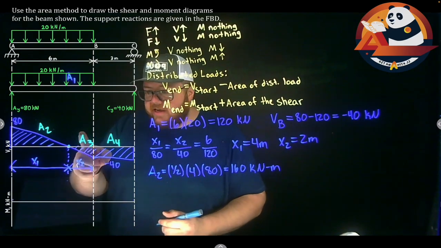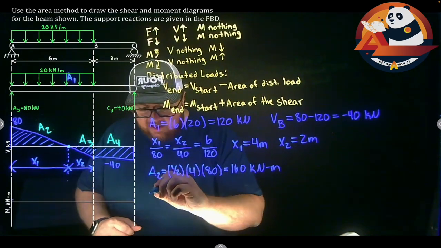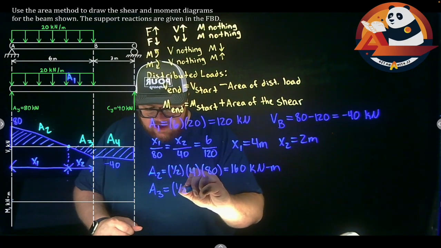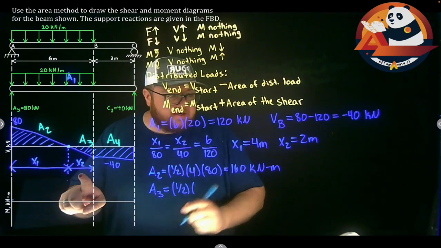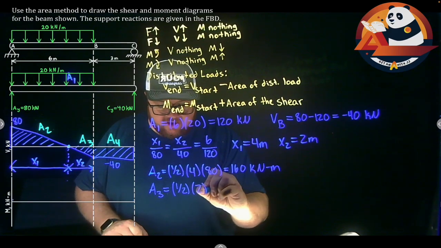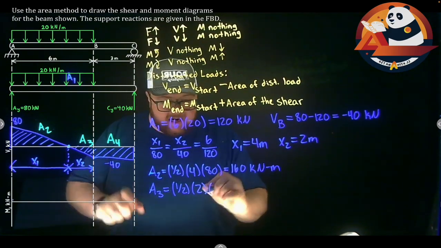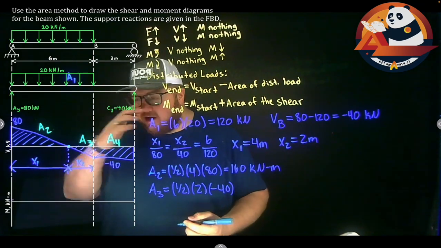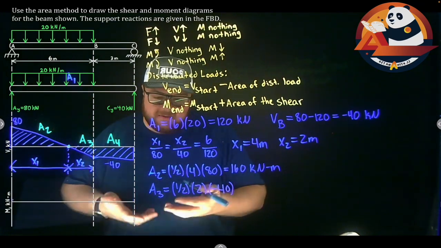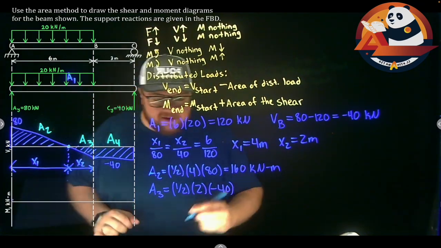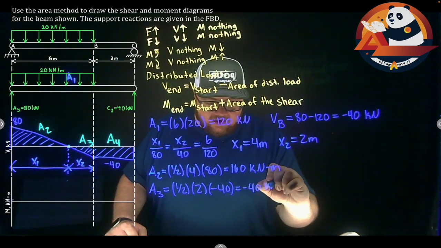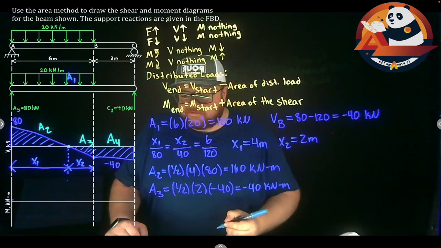My next area is area 3. Area 3 is, again, a triangle. 1/2, my base is x2, so 2 meters. And my height is negative 40 at that point. I'm getting a negative area here, which makes sense. I have a negative shear, so my area is negative then. This is going to get me negative 40 kilonewton meters.